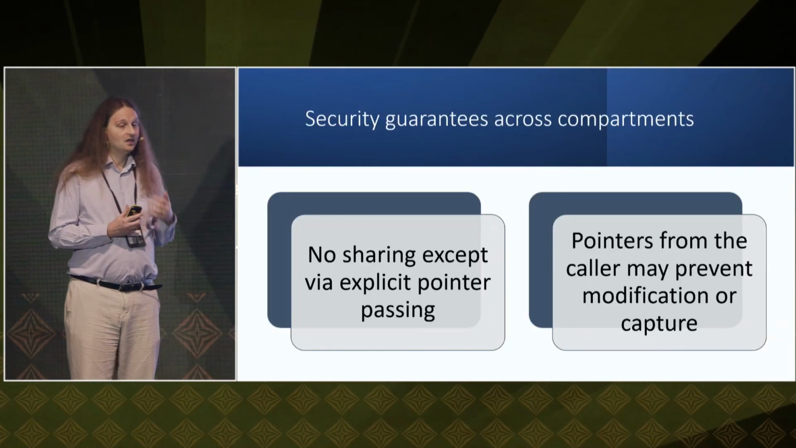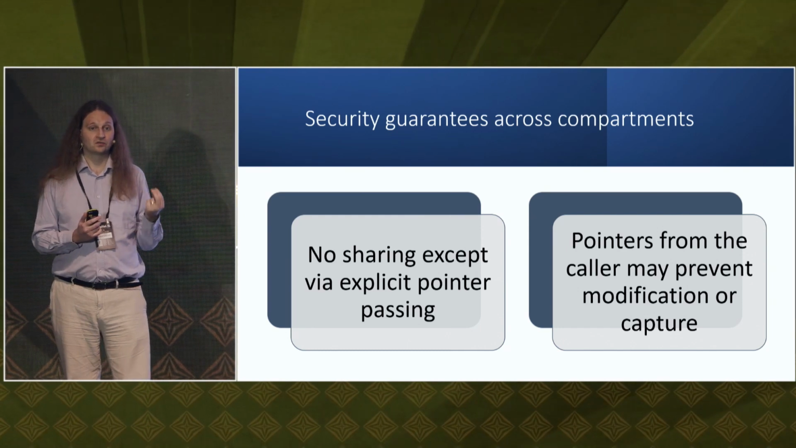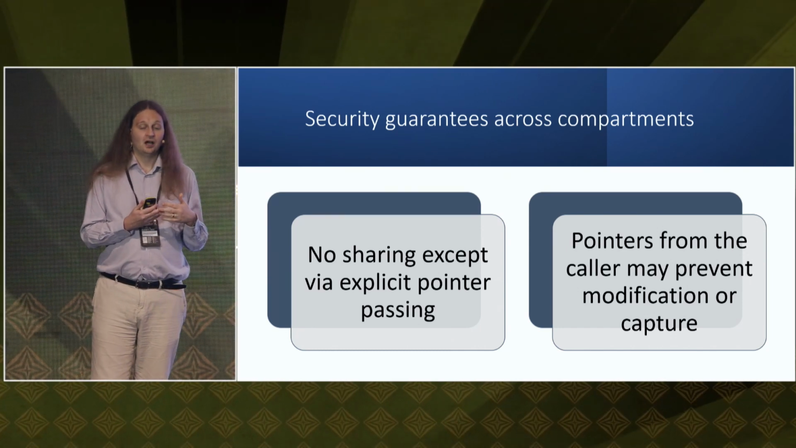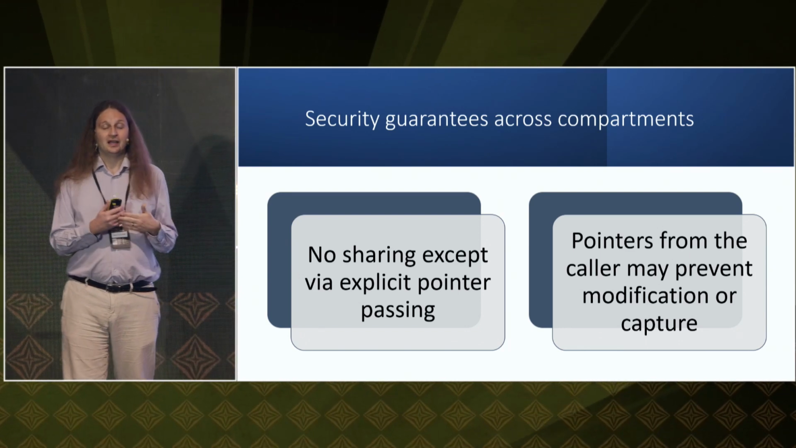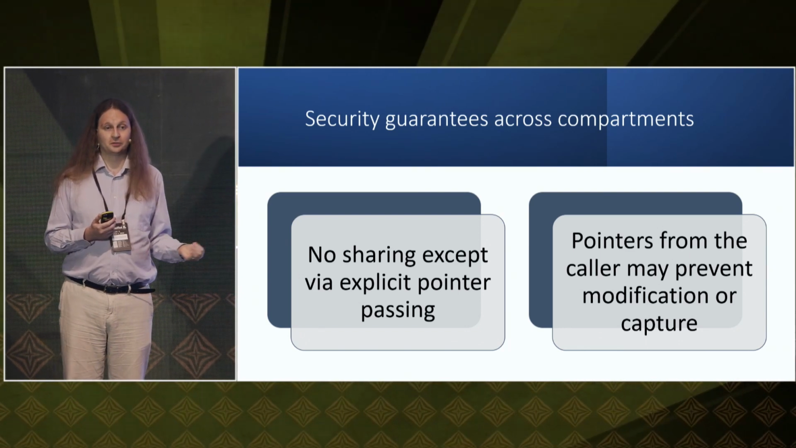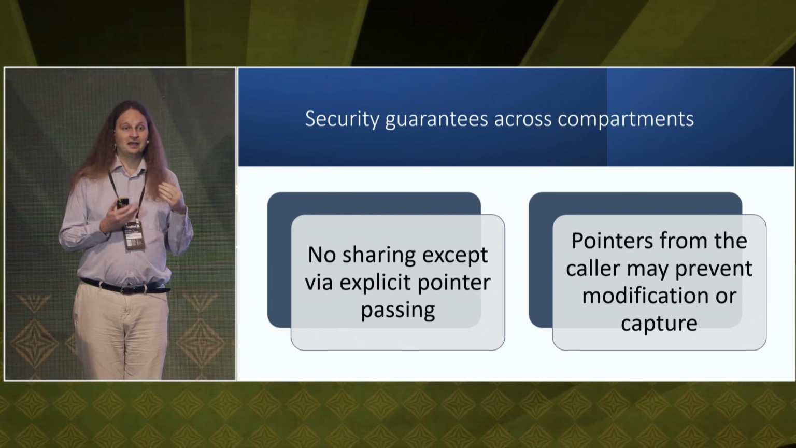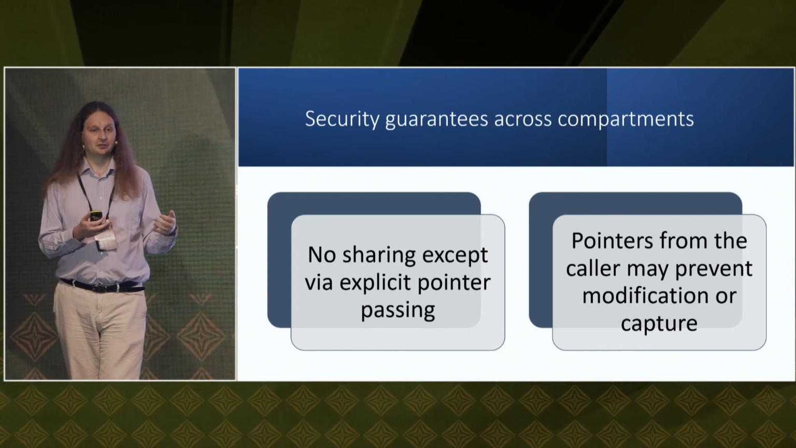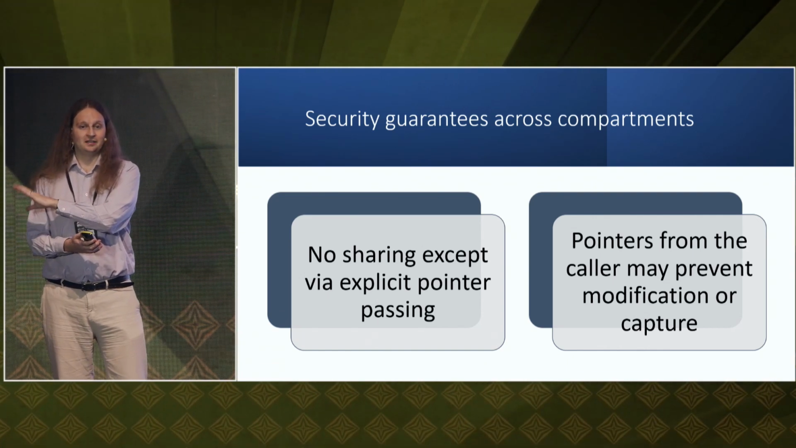So now we're in a world where we have some really strong guarantees across compartments. We've got no implicit sharing. If you want to share data from one compartment to another, you pass a pointer. So that's something that's visible in your source code. You don't need to go and look at some other policy described in a different file.